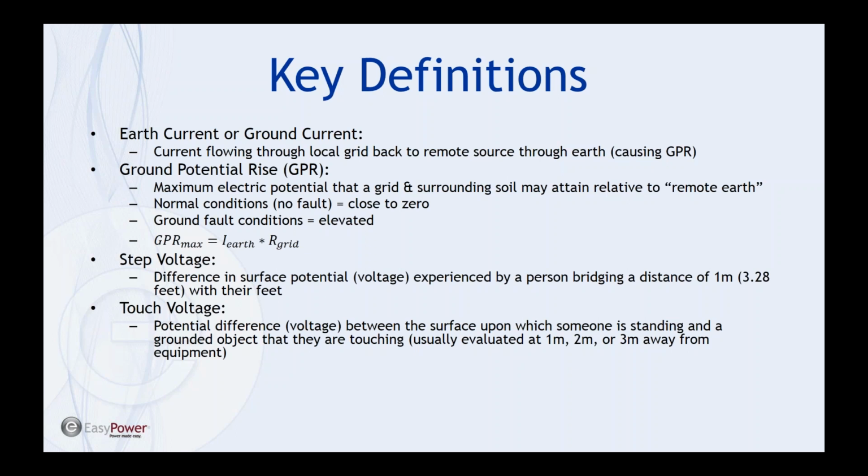Another key term is step voltage and touch voltage. Step voltage is defined as the difference in surface potential or voltage experienced by a person bridging a distance of 1 meter, or 3.28 feet, with their feet. It's essentially the difference in voltage between your 2 feet as you're standing on the ground, and that difference in voltage can cause a current flow, which could be dangerous. Touch voltage is the same thing, but with what you're touching. It's the potential difference between where your feet are on the ground and what you're touching, some sort of metallic structure or something like that. It can be evaluated at multiple distances depending on the situation and how conservative you want to be.